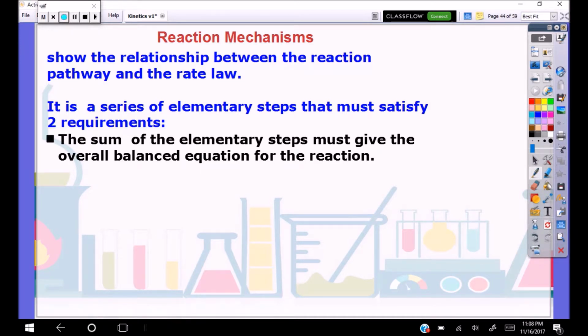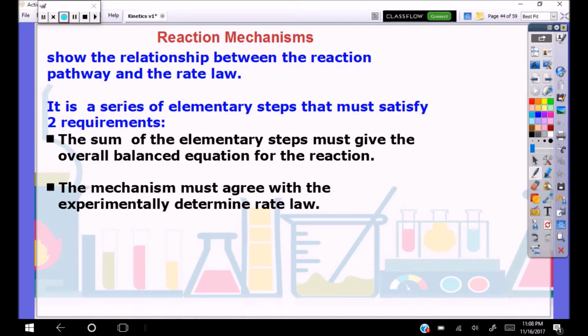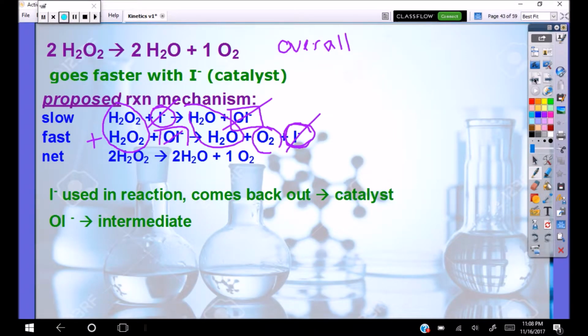First requirement is that the sum of the elementary steps must give the overall balanced equation for the reaction. We just showed that in the last example with hydrogen peroxide. The other requirement is that the mechanism must agree with the experimentally determined rate law. So if we were to go back and look, we have a slow reaction and a fast reaction.